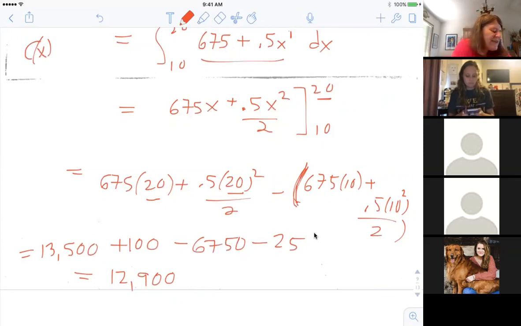If I plug in 10, I have 675 times 10 plus 0.5 times 10 squared. I just plugged it in right there. I'm plugging in the 10. When I take everything away, $12,900 or whatever. That's their additional cost for serving 10 more clients. Just why lawyers charge a lot of money, because it costs them a lot to do research. They pay somebody else to do the research.